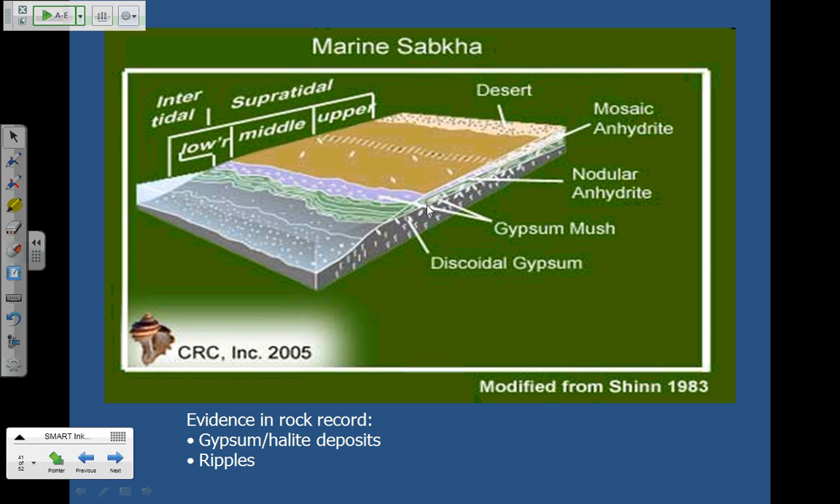Okay, sabkha. Gypsum and halite. Primarily gypsum. We got gypsum, we got anhydrite, which is basically another form of gypsum. Okay, so primarily gypsum through there. So if we see this in the rock record, we know we've got a marine sabkha.